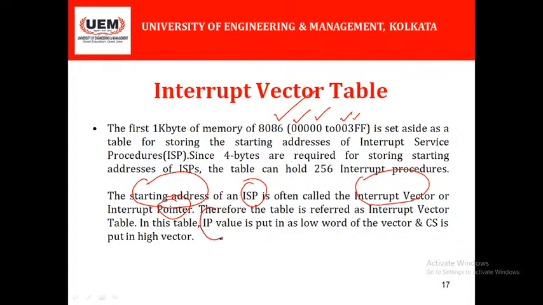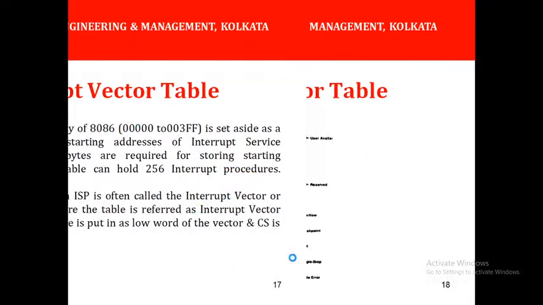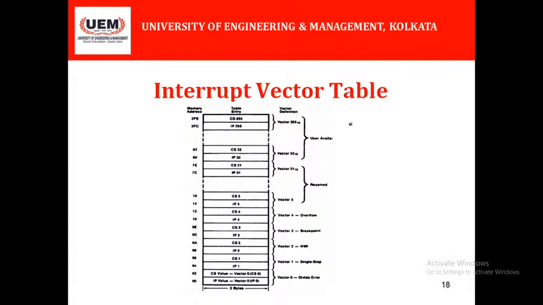IP stands for the instruction pointer. So the instruction pointer holds an offset value, as we all know. The offset value is considered to be the low word of the vector, and CS is put as the higher-order word in the vector. So we are observing here the interrupt vector table.